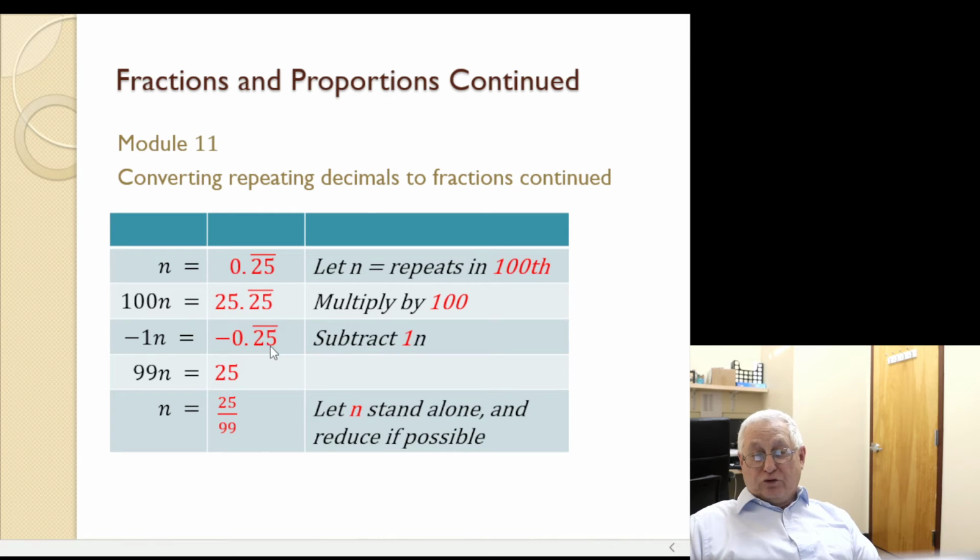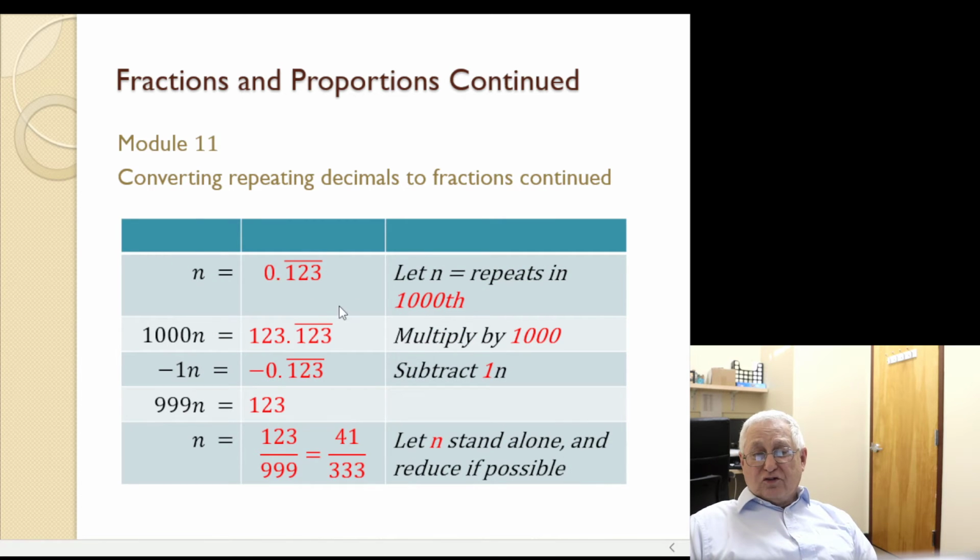25.252525 minus 0.252525. What we're doing is canceling out the fractional portion, and we're left with 99n equals 25. We divide to get n to stand alone, and it's 25 over 99, and that's our fraction.